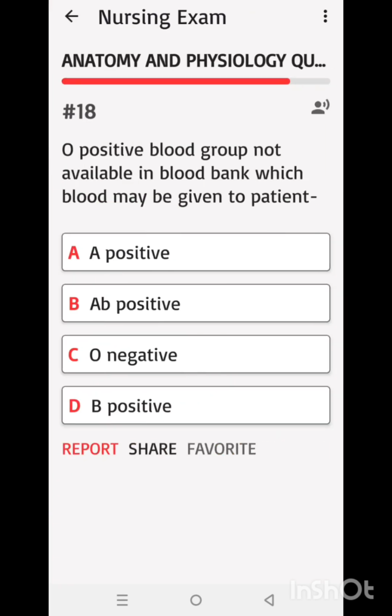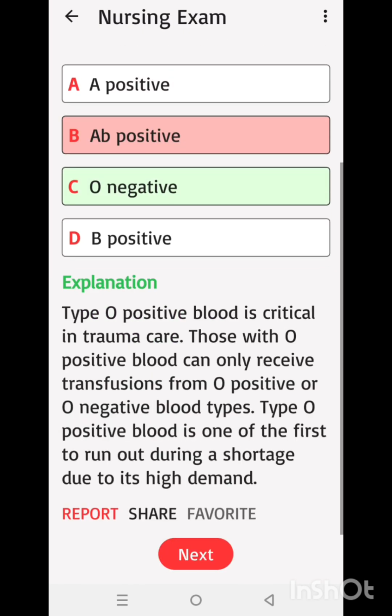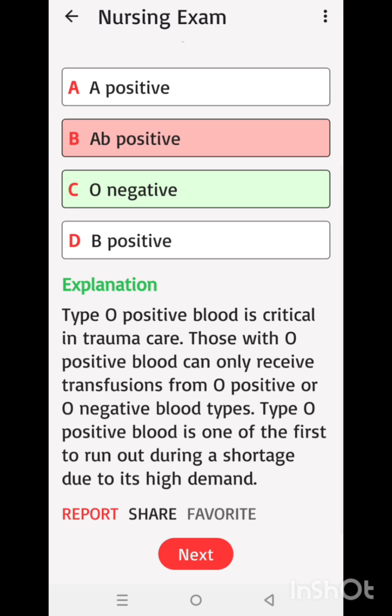O-positive blood group is not available in the blood bank. Which blood may be given to the patient? A. A positive. B. A negative. C. O negative. D. B positive. Correct answer is C. Type O positive blood is critical in trauma care. Those with O positive blood can only receive transfusions from O positive or O negative blood types. Type O positive blood is one of the first to run out during a shortage due to its high demand.